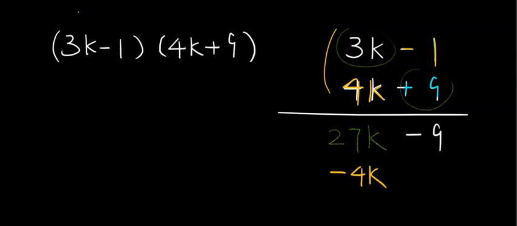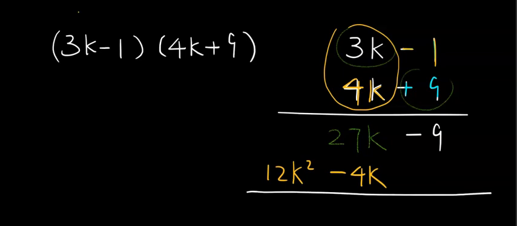Last one, I'm going to multiply 3k and 4k. That gives me 12k squared. Now, I'm going to add this polynomial. Negative 9, drop down. 27 and negative 4 is 27 minus 4, 23k. And drop down 12k squared. Now, we call it all done, this vertical multiplication method.